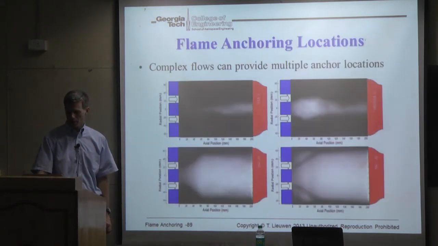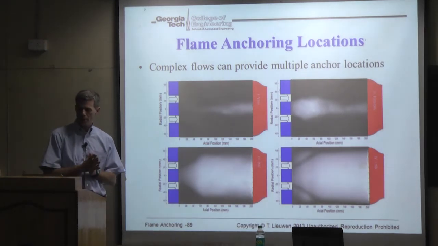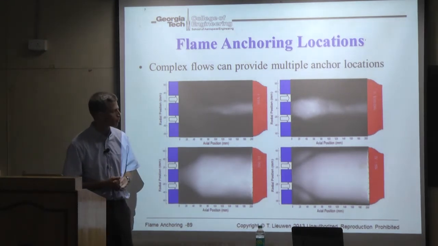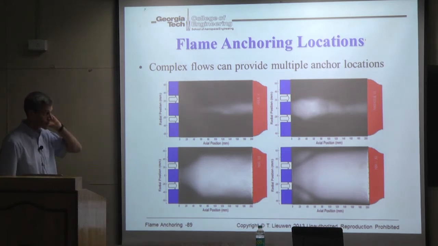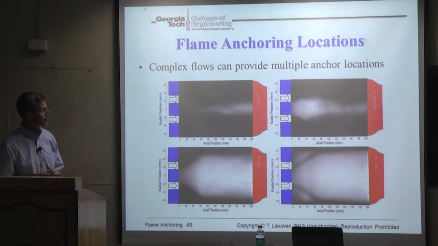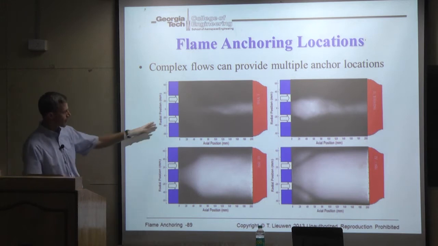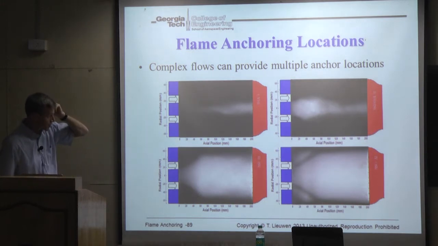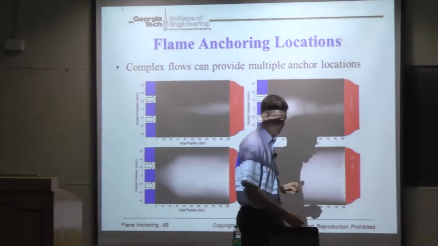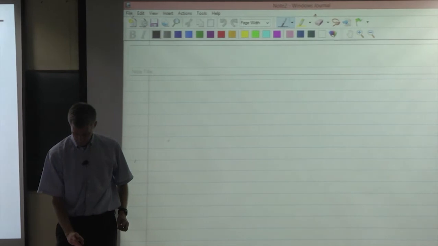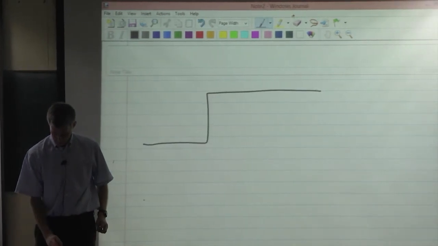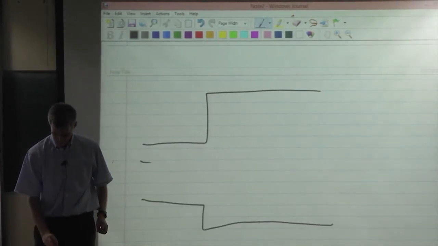Okay. One other point that I want to make, just as we're talking about flame stabilization and blow-off, is that in many cases, in realistic combustor geometries, there are multiple flame stabilization locations. And in fact, what I've shown you here is a series of images. Let me just draw you a picture of what this is an image of. So this is the geometry.